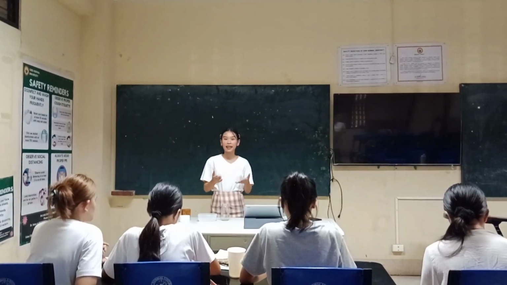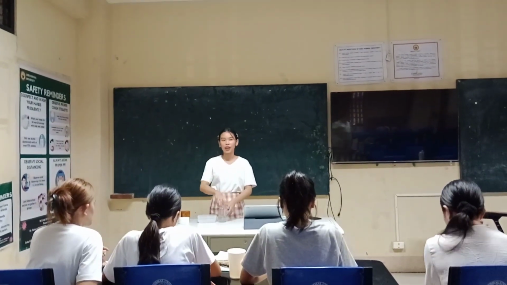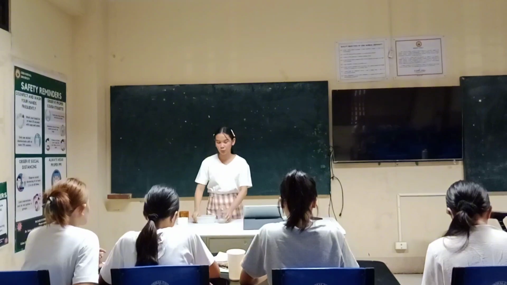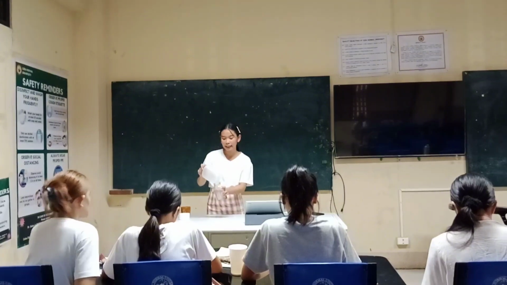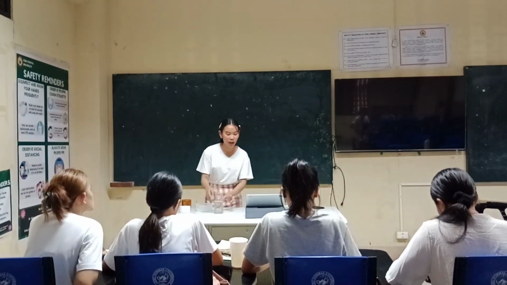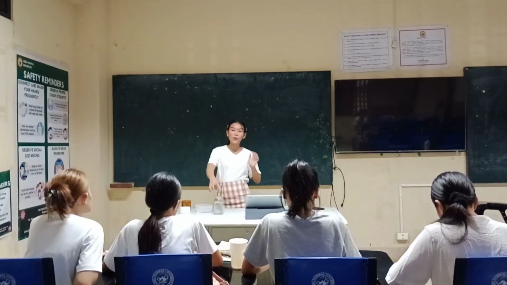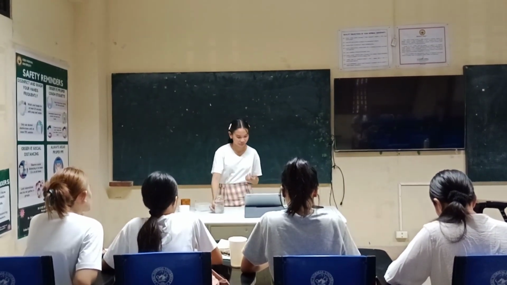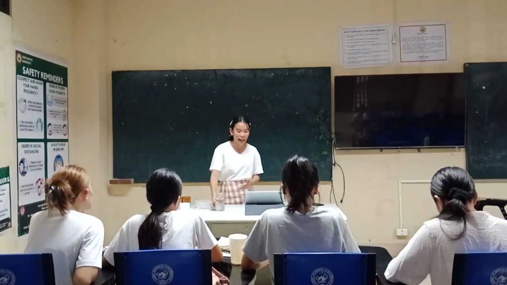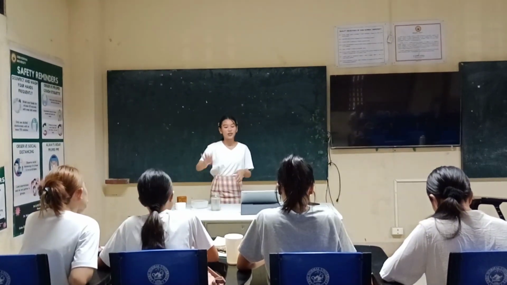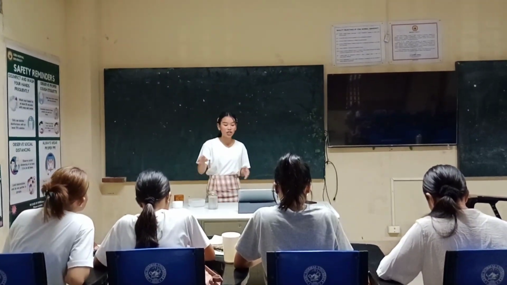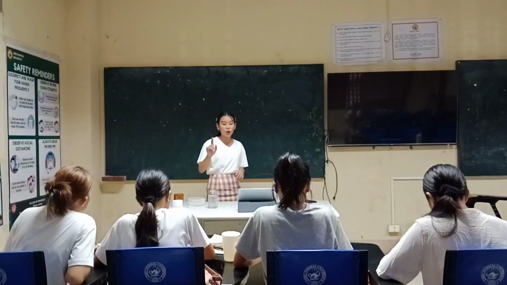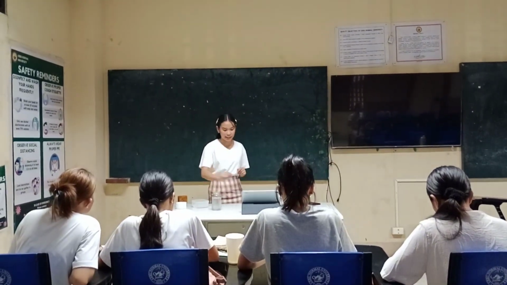Now let's see the water cycle in action. So I have here a glass and cold water. Okay, so water droplets appear on the glass. And now, this is called condensation. The water vapor in the air cools down when it touches the cold glass and changes back into liquid water. So this is one part of the water cycle.